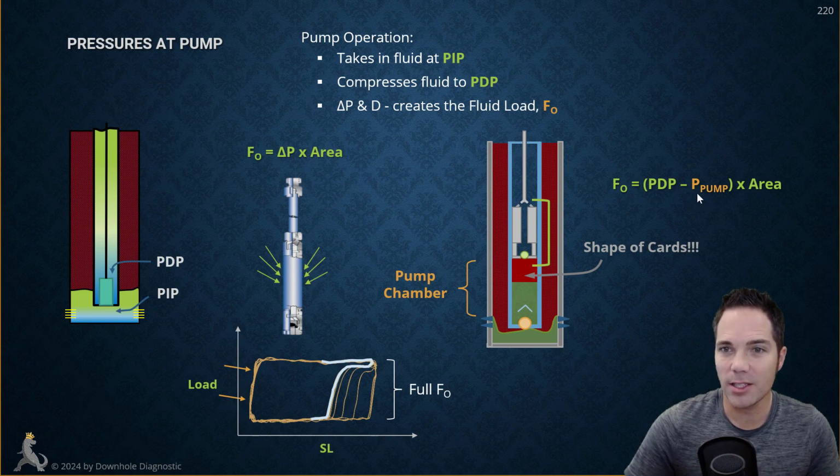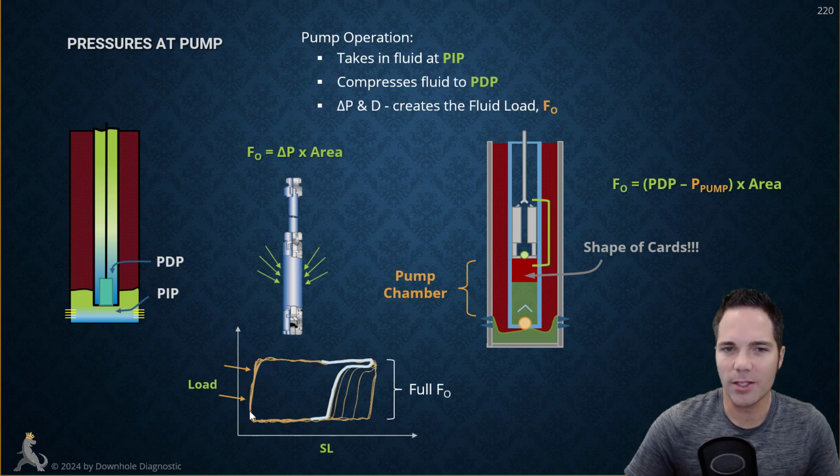This is what's changing in the middle of the stroke, as the plunger is moving up and down. The pump discharge pressure is staying approximately constant, right? You have a column of oil and water, and then you have a tubing pressure here, so you have the same pump discharge pressure. The area of the pump is staying constant. That doesn't change until you replace the pump with a different diameter. What is changing is the pressure here in the pump chamber. And so this equation, looking at the fluid load, is what's dictating the shape of the downhole card.